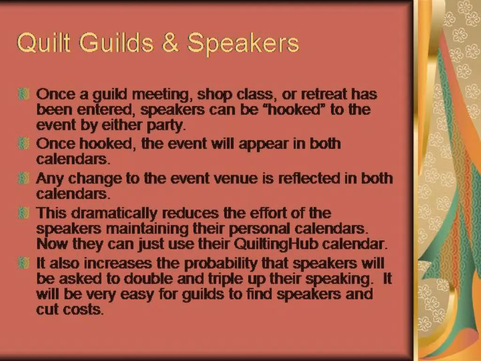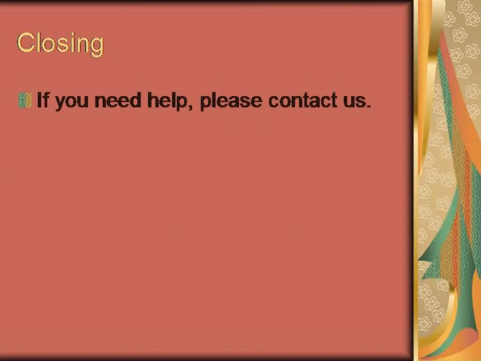There's a unique instance between quilt shows and the vendors that attend them. Once a quilt show has been entered into the system, show vendors may view their events and hook to them by adding their special booth number. Once hooked, the event will appear in both of the calendars. Any change to the event venue is reflected in both calendars. This is a very powerful tool, so trouble may occur from time to time, and if you need help, please contact us.